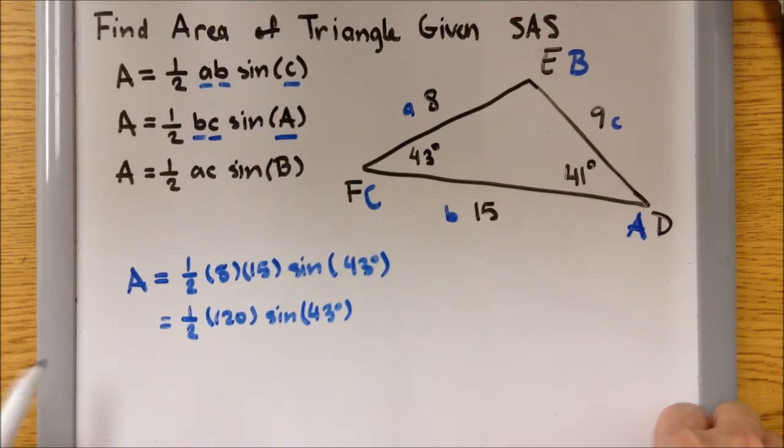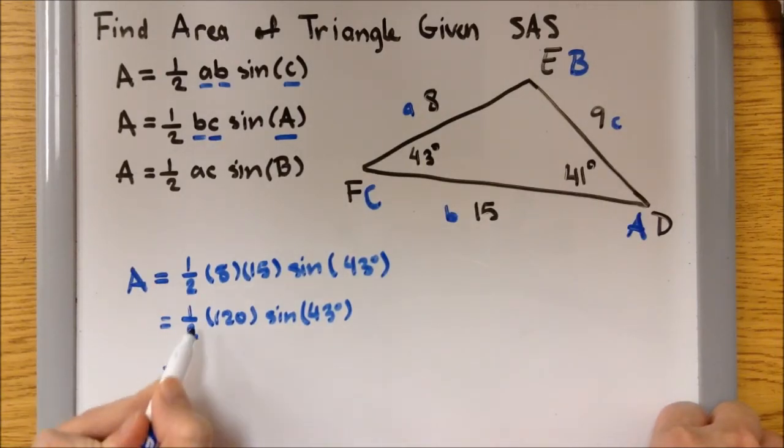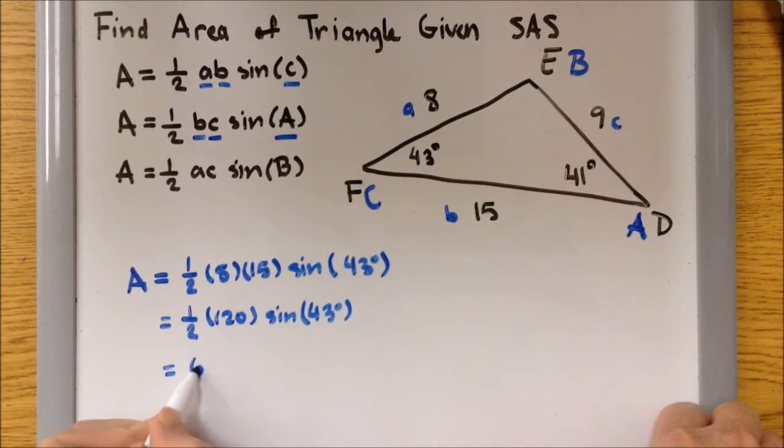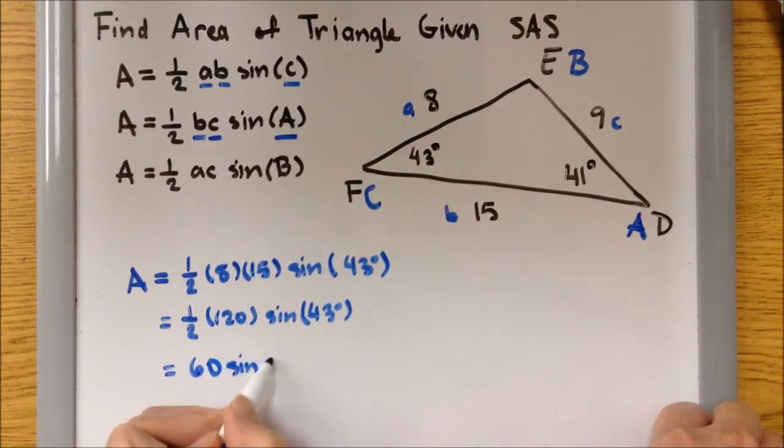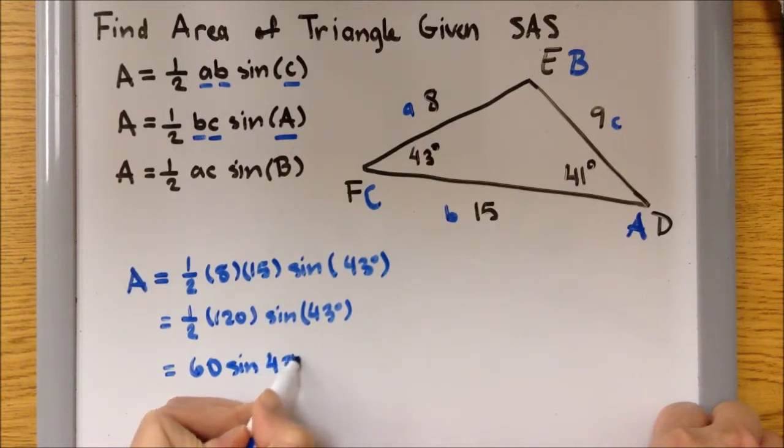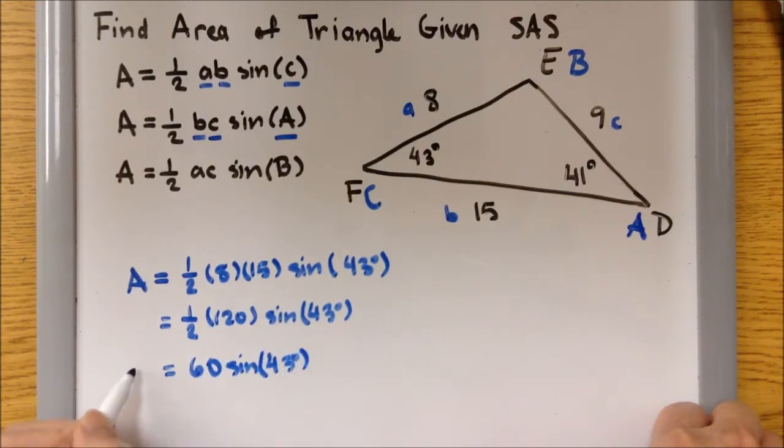And then next I can simplify 1/2 of 120, which is just 60, times sine of 43 degrees. I can't simplify 60 anymore. There's nothing I can do with sine 43 degrees. So this part will be my final answer.